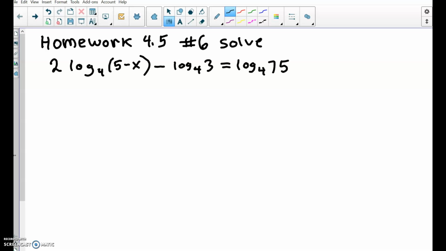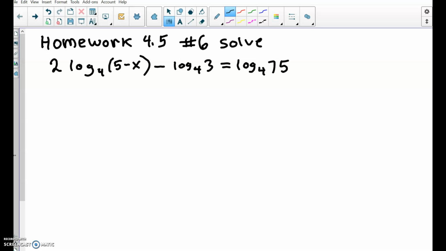Hi class, I'd like to go over number 6 from the homework set 4.5 with you. This was a logarithmic equation we were supposed to solve for x. Okay, so I'll give you a moment. This is the equation that I was given. Yours may have looked a little different.